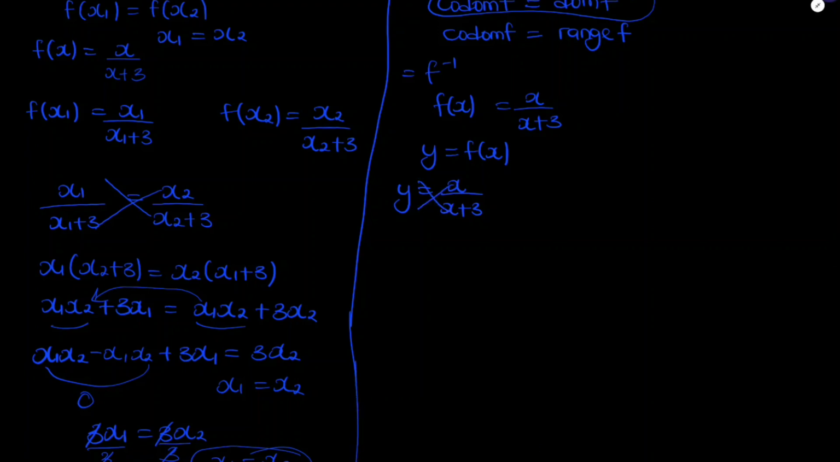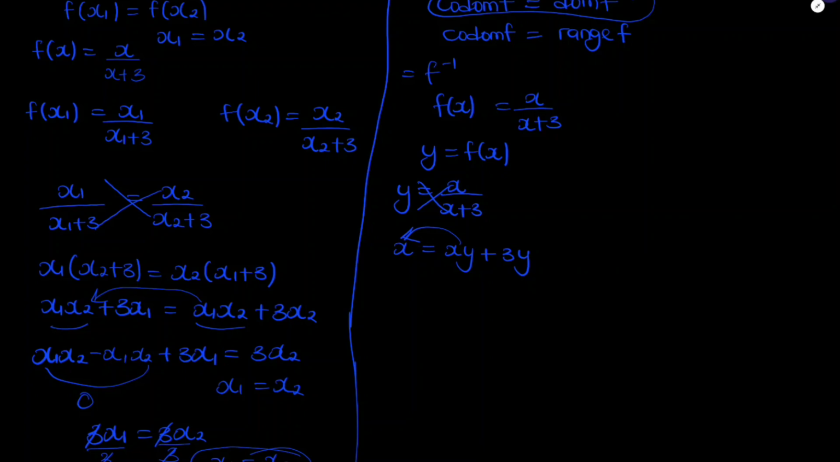Now we are going to solve for x in terms of y. So from here we will cross multiply. We will have x equal to xy plus 3y. Okay, so now we are going to bring like terms together. All the terms which have x, we are going to take to one side, and those which do not have x, we will take to the other side, because we are solving for x. So we are going to send this one this way. So we will have x minus xy equal to 3y.